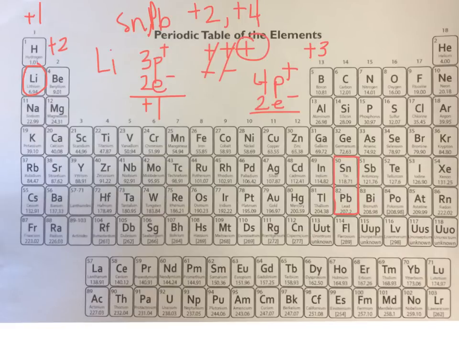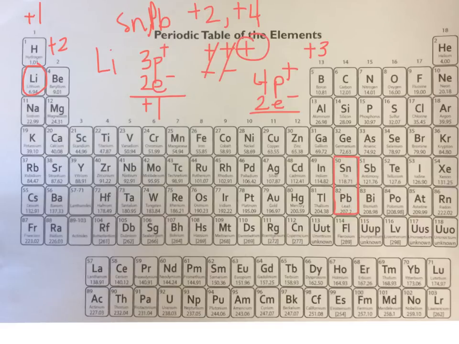The other ones here, like carbon, silicon, and germanium, you're not really going to see those too often in ionic compounds. Since they're kind of right in the middle, they really don't form positive or negative charges. So the only ones from group 4 that you need to know are tin and lead. So have those two charges memorized.